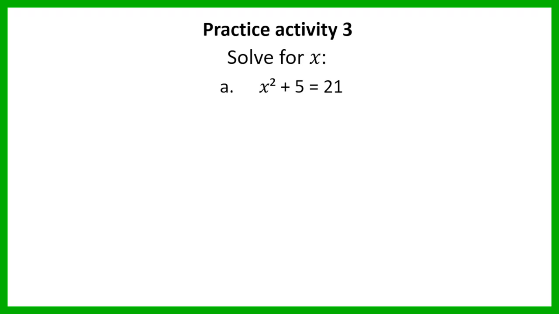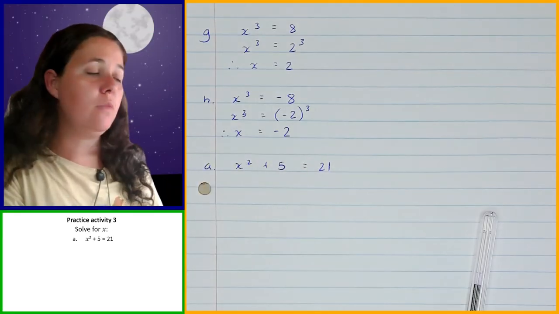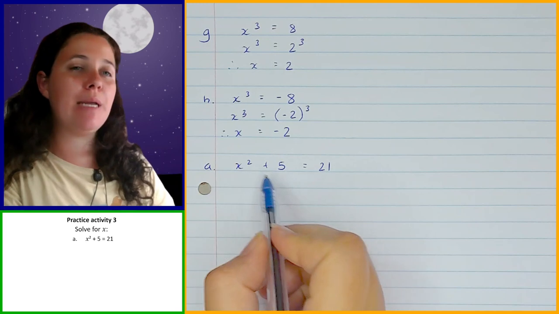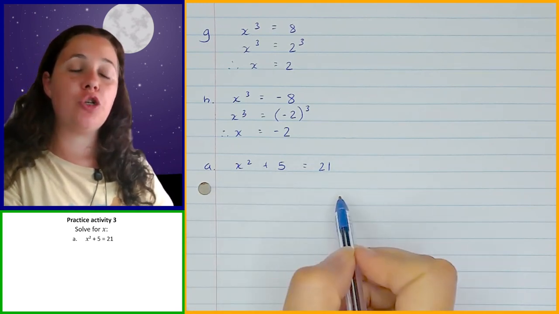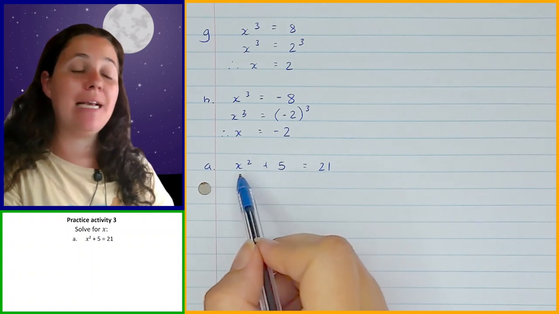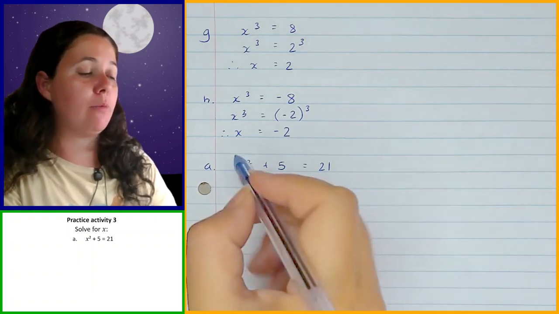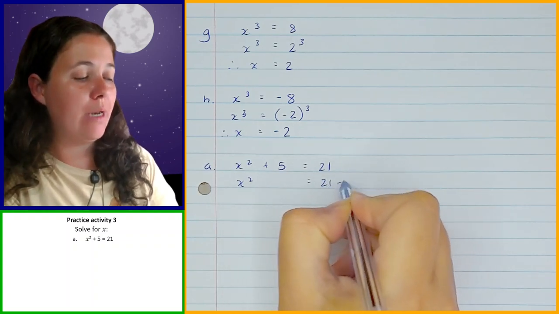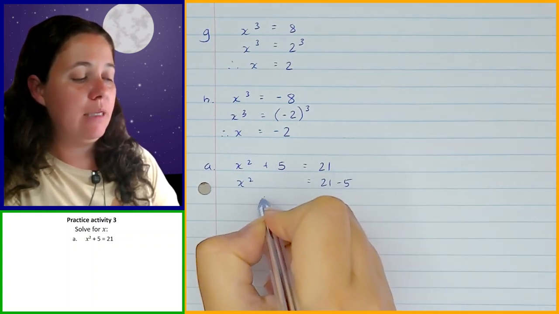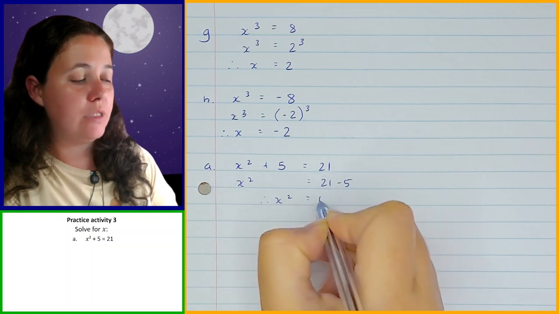Okay, so let's see how you did with that example. For question A, we've got x squared plus 5 equals 21. So the first thing I need to do is get rid of any terms that do not have x's in them on the left-hand side. So I'm going to have x squared equals 21 minus 5. That gives me x squared equals 16.